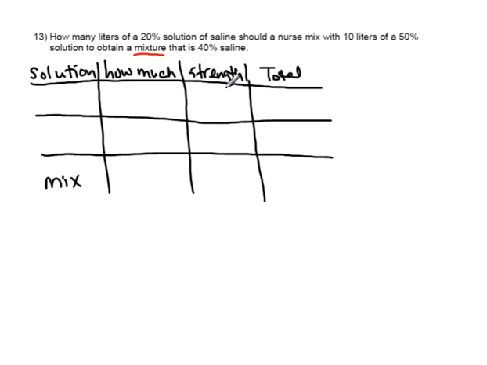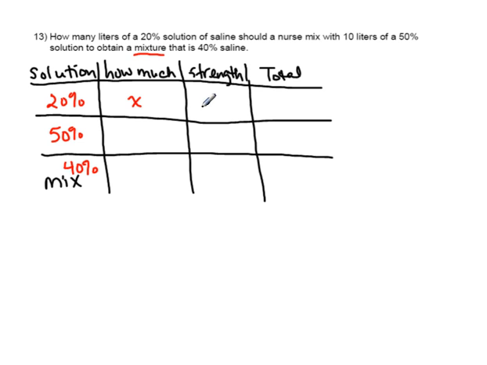So let's fill in the information as we read through the problem. Let's see, I have a 20% solution, and I have a 50% solution. And the mixture always has to go at the bottom, and notice the mixture is 40% solution. Okay, so how many liters of 20%? Well, that's going to be our variable. That's what we're trying to find.